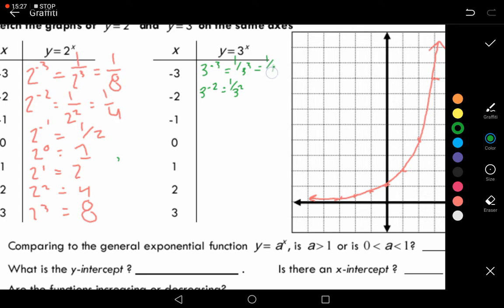This is 1 over 27. This is 1 over 9. 3 to the negative 1 is 1 over 3. Anything to the power of 0 we learned is 1. 3 to the power of 1 will be 3. 3 to the power of 2 will be 9. And 3 to the power of 3 is 27. Okay, so again, you need to make sure that you're substituting those values correctly. The base is not changing. The exponent is changing. Okay, now we're going to go ahead and graph this.